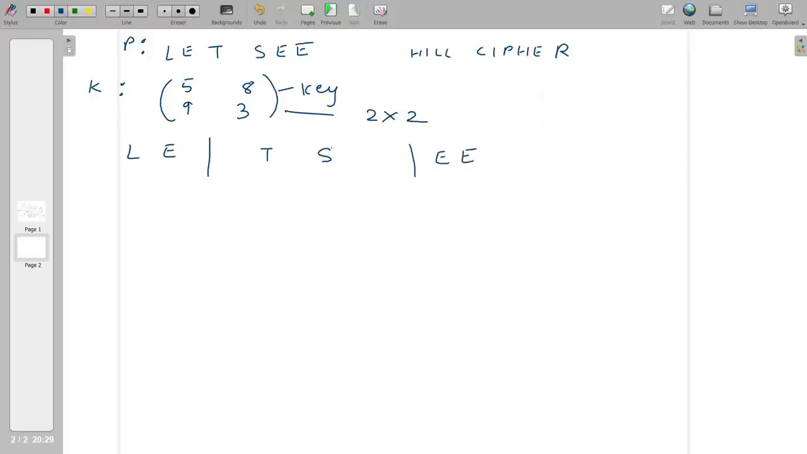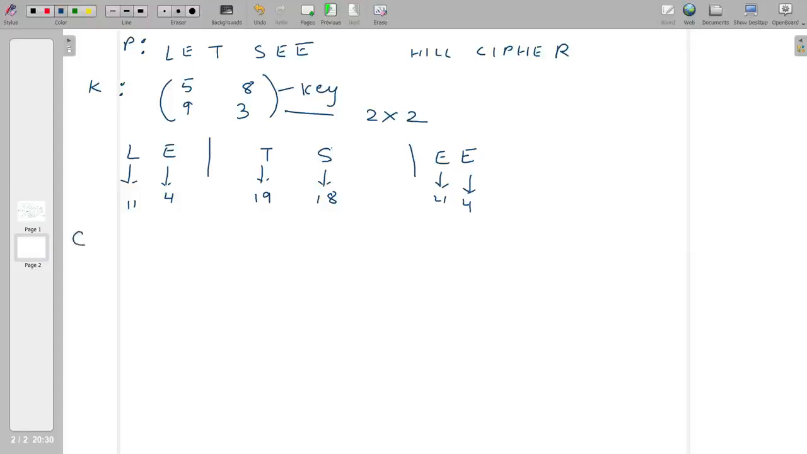Okay, now let's see what represents the letter L. The number 11 represents letter L. Similarly, number 4 represents letter E. Similarly, number 19 represents letter T. Number 2 represents letter C, and E is represented with 4 and 4. So now first we will encrypt this LE, 11 and 4.